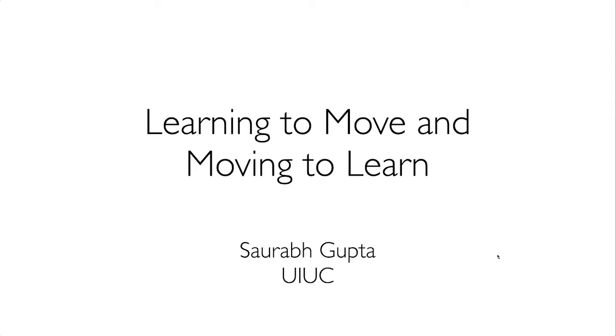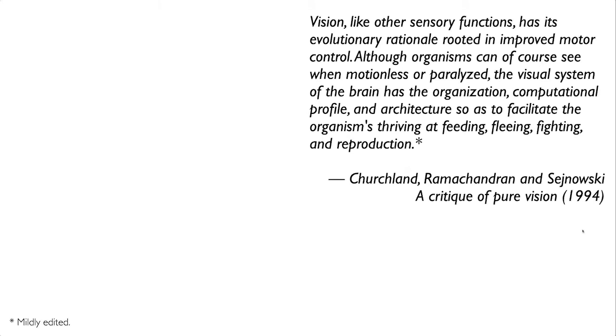What I want to talk about today, the title is Learning to Move and Moving to Learn. I like to start with this quote from Churchland, Ramachandran and Sejnowski. It says, vision, like other sensory functions, has its evolutionary rationale rooted in improved motor control. Although organisms can, of course, see when motionless or paralyzed, the visual system of the brain has the organization, computational profile, and architecture so as to facilitate organisms thriving at feeding, fleeing, fighting, and reproduction.